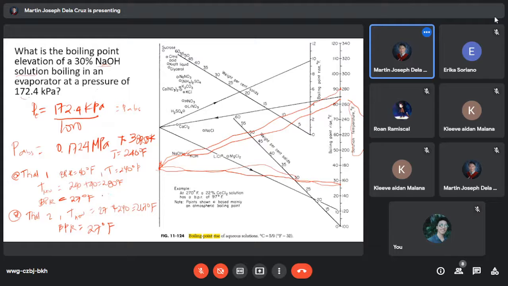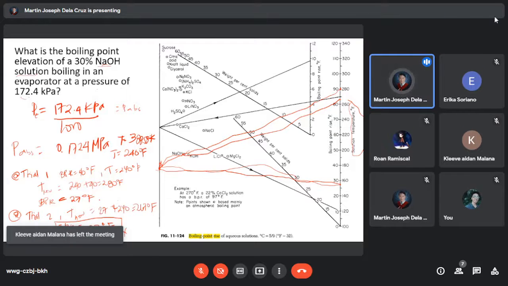So, since nag-equal na sila, class, pag nag-equal na yung boiling point rise nyo, that's the time na mag-stop na kayo. Okay? So, yung 27 degrees Fahrenheit, nag-equal na siya sa 27 degrees Fahrenheit. So, ito na yung answer ng boiling point rise. It's 27 degrees Fahrenheit. But take note, class, na dapat naka-SI unit siya. So, dapat gagawin natin siyang degrees Celsius. And take note, class, na boiling point rise yan.